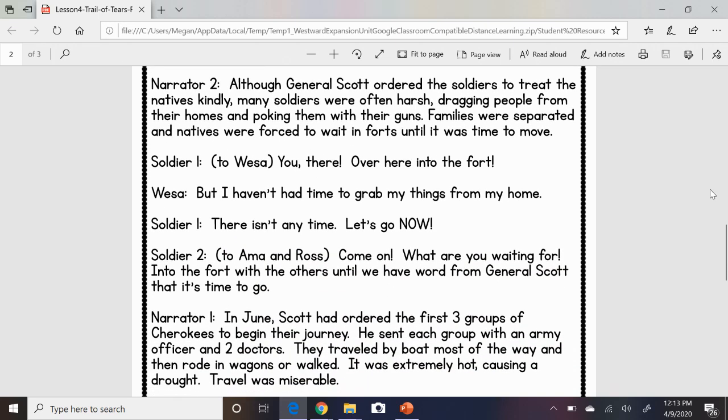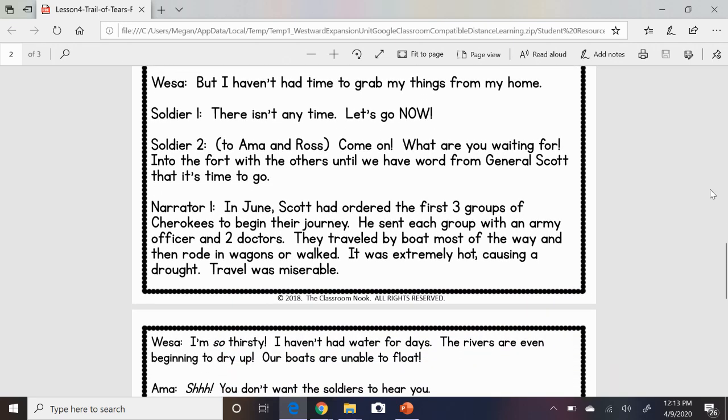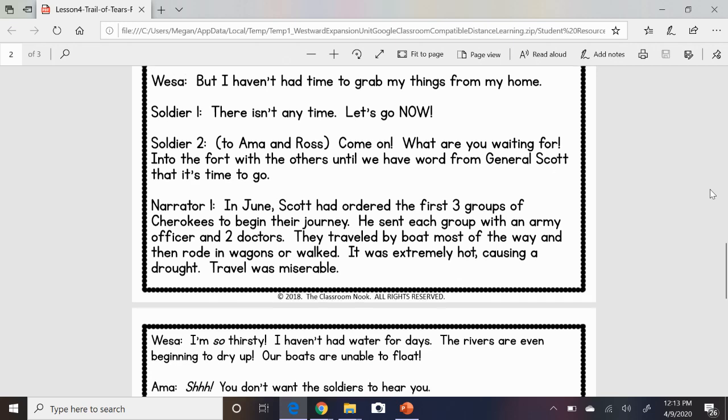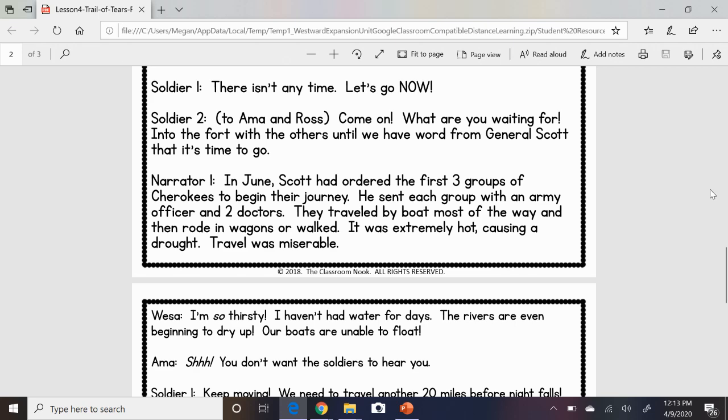Although General Scott ordered the soldiers to treat the natives kindly, many soldiers were often harsh, dragging people from their homes and poking them with their guns. Families were separated, and natives were forced to wait in forts until it was time to move. "You there! Over here into the fort!" "But I haven't had time to grab my things from my home." "There isn't any time. Let's go now. Come on. What are you waiting for? Into the fort with the others until we have word from General Scott that it's time to go."